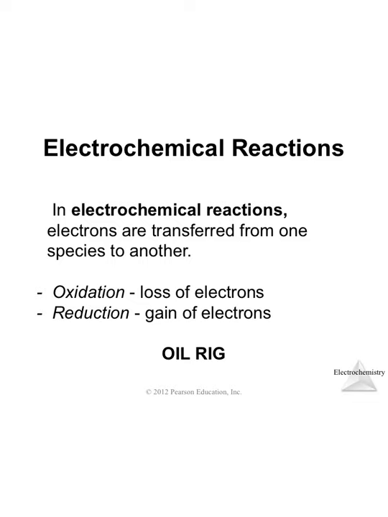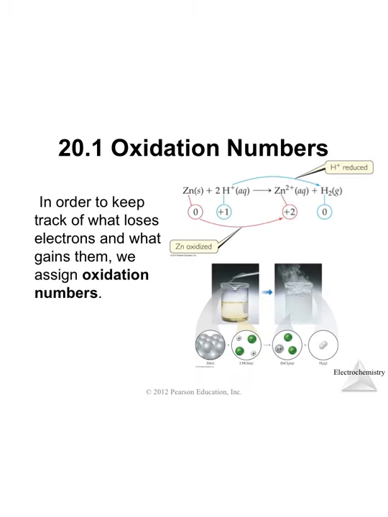So as a reminder, in electrochemical reactions, electrons are transferred from one species to another. So we call them redox, reduction oxidation reactions. And we used the letters OIL RIG to help us remember. Oxidation is loss, OIL, and reduction is gain of electrons. Remember, when you lose electrons, you become more positive, and when you gain electrons, you become more negative, which is where that reduction piece comes from, because your charge is reduced.